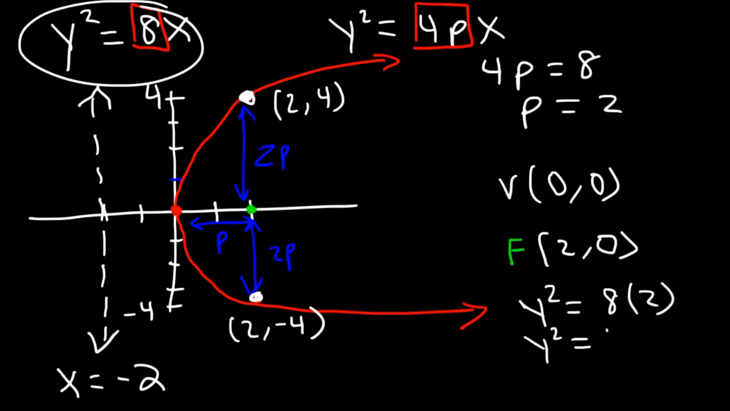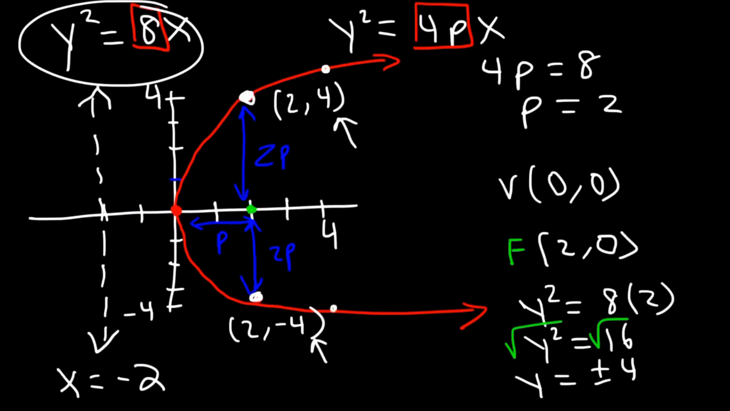8 times 2 is 16. Solving for y, let's take the square root of both sides. The square root of 16 is plus or minus 4, which we have here, 4 and -4. So you can also find those 2 points doing it that way. And if you want to, you can plug in another point as well. For example, you can plug in x equals 4 and find the y value here if you want to. But you don't have to do that. You can plug in 3 as well.